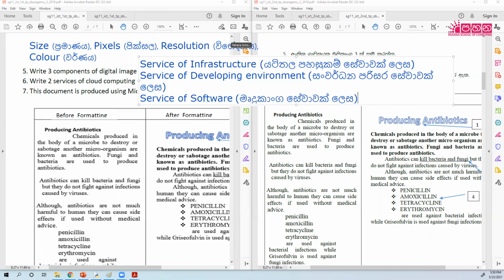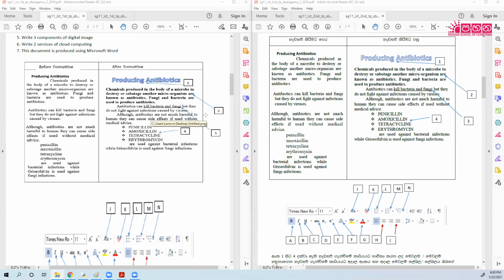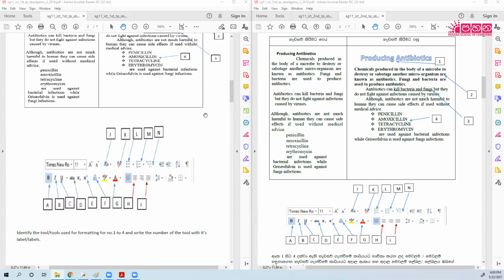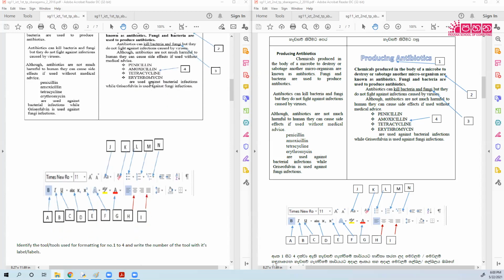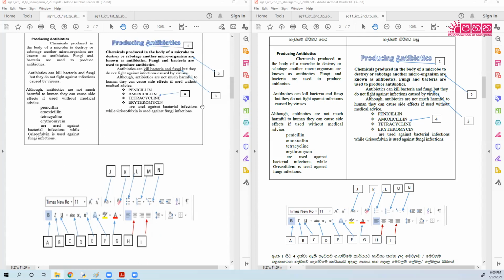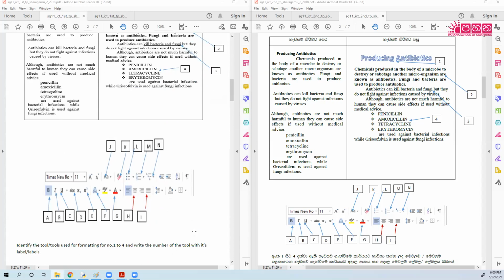Okay. Again, if you have not discussed this, we'll be discussing it later. Let's look at the answers for this question. You are given a document before formatting and after formatting. Then identify the tools used for formatting, number 1 to number 4, and write the numbers of the tools within its labels.